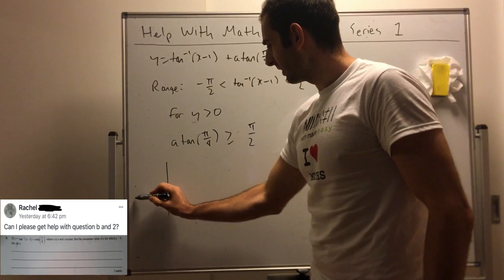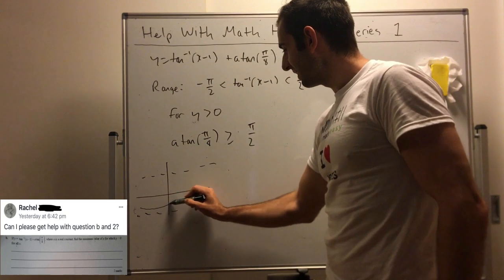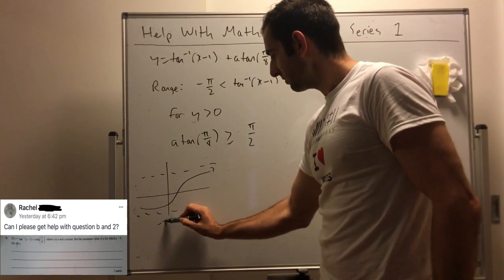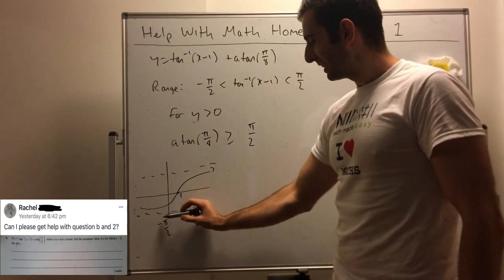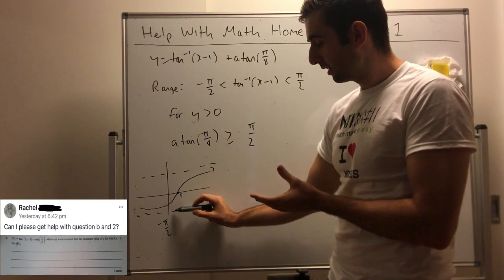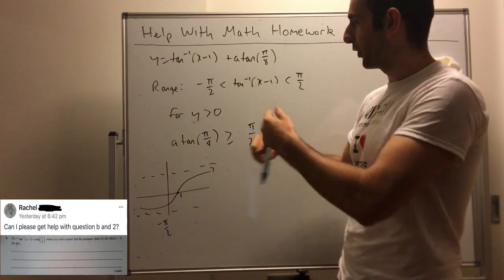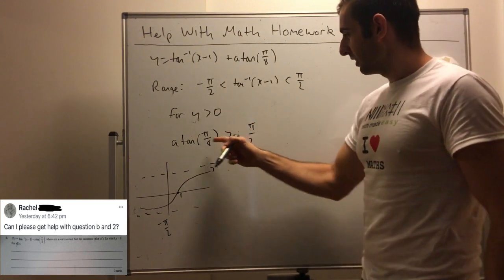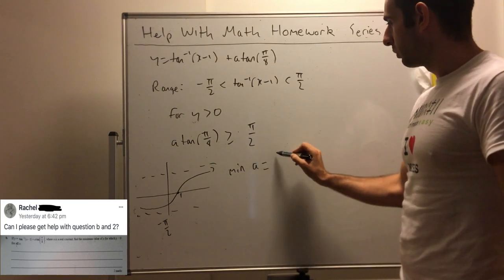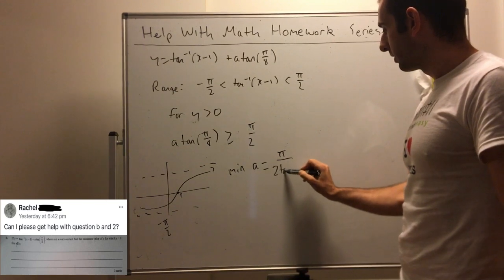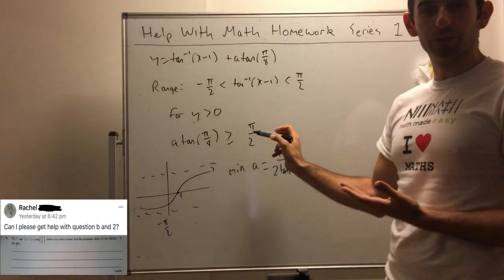So I'll just show you what tan inverse graph looks like. So this is the tan inverse. This is the tan inverse x minus 1 graph. So what we do is, if we shift this curve up by pi on 2, the new asymptote will be at 0. So the curve is completely positive. Right? So then the minimum value of A would be pi on 2 over tan pi on 8. Right? That's the minimum value, when this equals pi on 2.